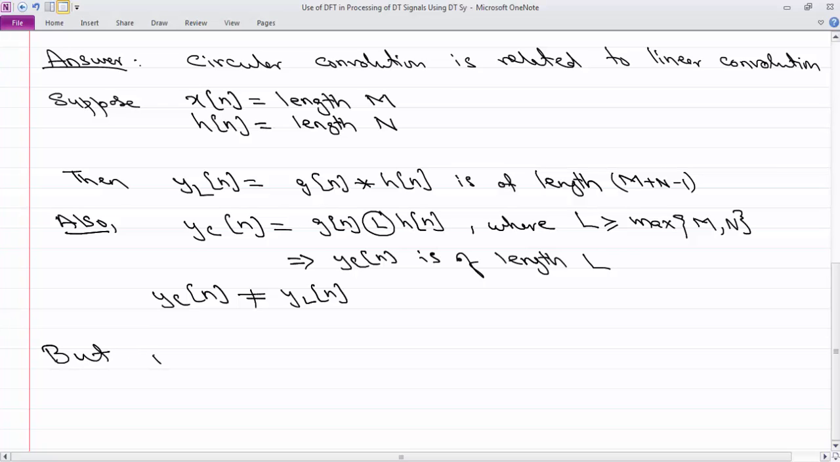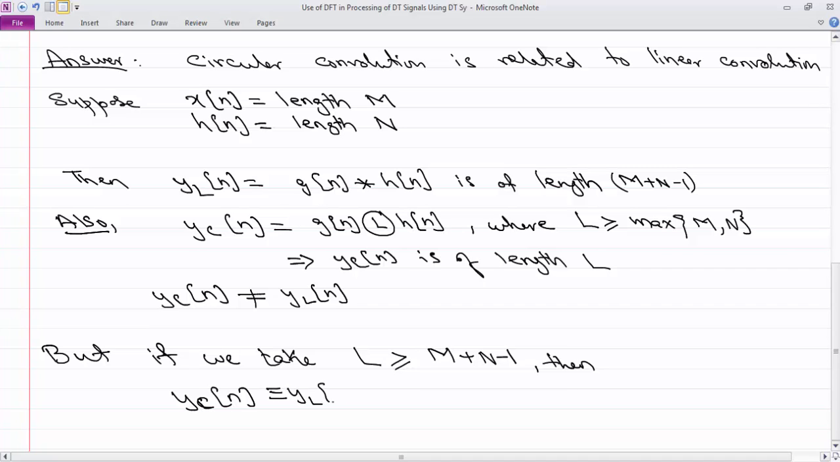But what happens is that if we take L big enough, if we take L bigger than the length of the linear convolution, so if we take L bigger than m plus n minus 1, then this is no longer the case. Then actually circular convolution is identically equal to the linear convolution. Effectively, you are avoiding the aliasing of linear convolution by doing that.